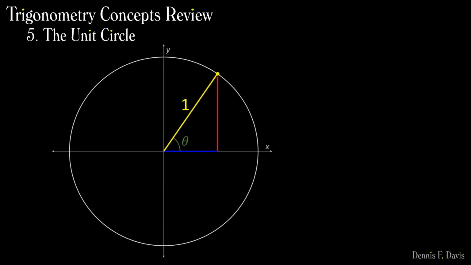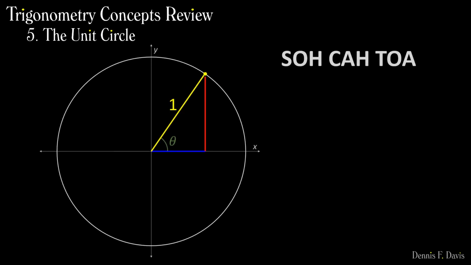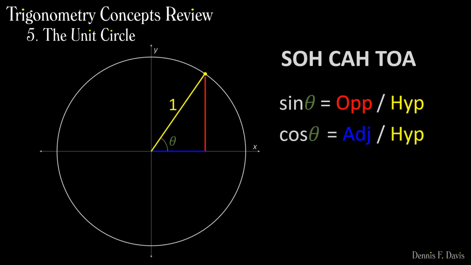The unit circle simplifies SOHCAHTOA, since h, the hypotenuse, is 1. Sine theta equals opposite over hypotenuse, and cosine theta equals adjacent over hypotenuse.